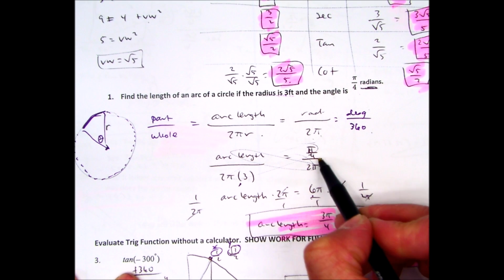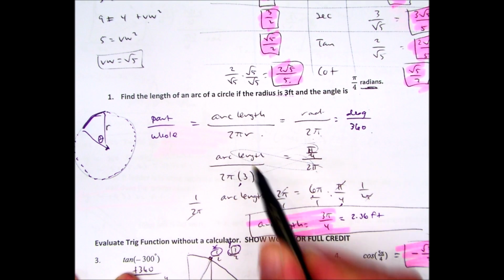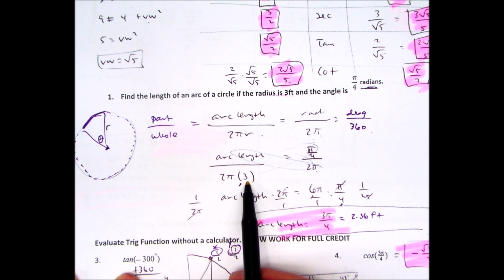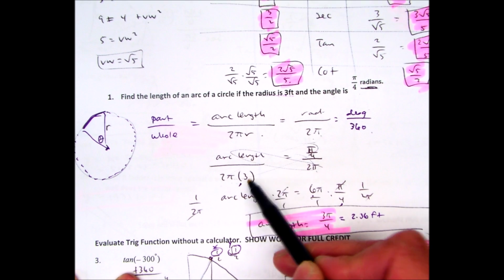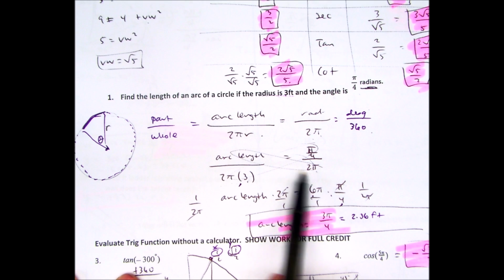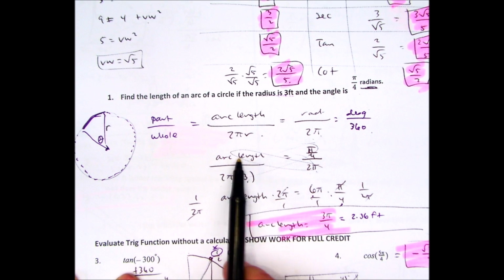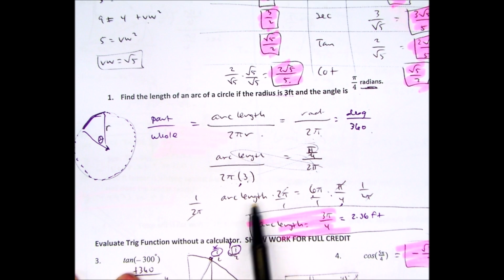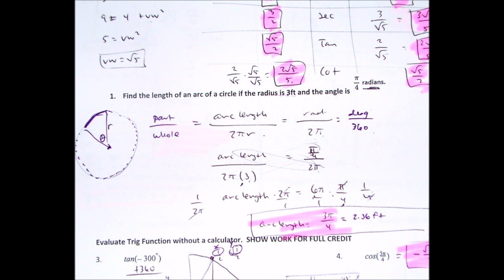So pi over 4 over 2 pi equals my arc length over 2 pi times 3. 3 is my radius. So here I get 6 pi, cross multiply, 6 pi times pi over 4, and then the arc length is 2 pi times the arc length. To divide is the same thing as multiplying by the reciprocal. So 1 over 2 pi on both sides, cancel my 2's. And when you simplify, you'll get an arc length of 3 pi over 4, or approximately 2.36 feet. Raise your hand if you got that.